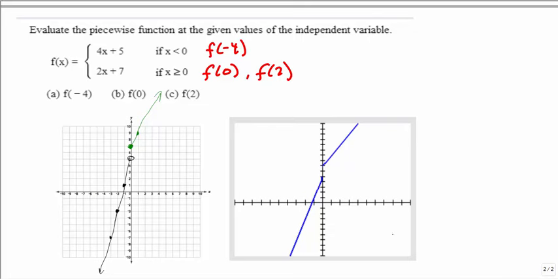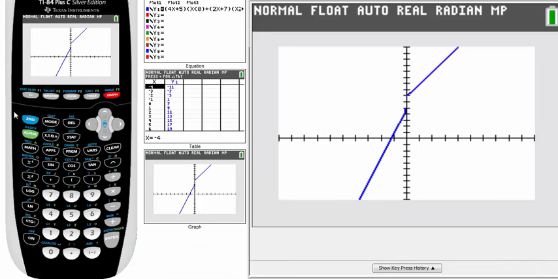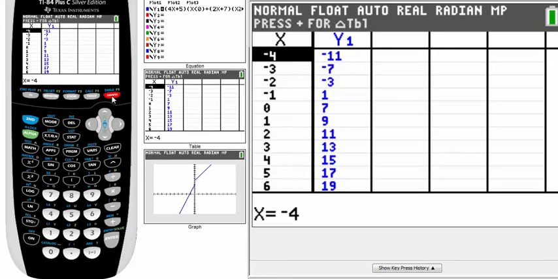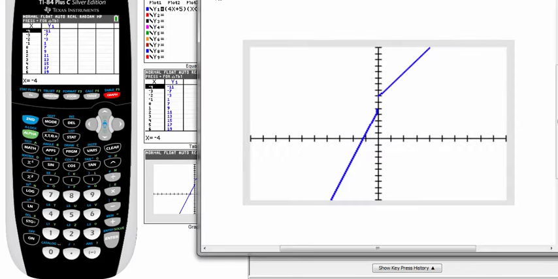Next thing I want to do is go to my table on my calculator. So let's go second table. And our values went from -4, 0, and 2. So we can see -4, 0, and 2 are represented here for my x values.